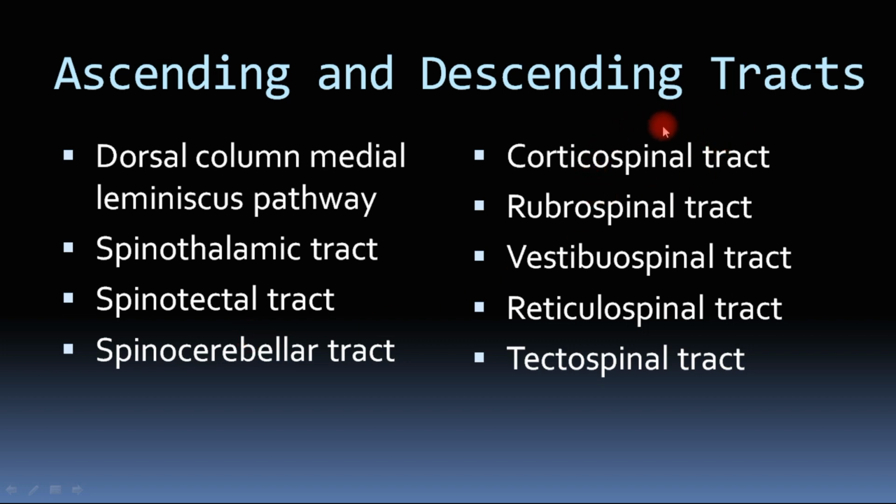Then coming to the descending tracts, the lateral motor system and the medial motor system. The lateral motor system comprises the lateral corticospinal tract and rubrospinal tract. The medial motor system comprises the anterior corticospinal tract, vestibulospinal tract, reticulospinal tract and tectospinal tract. So these are the major ascending and descending tracts which comprise the white matter of the spinal cord.